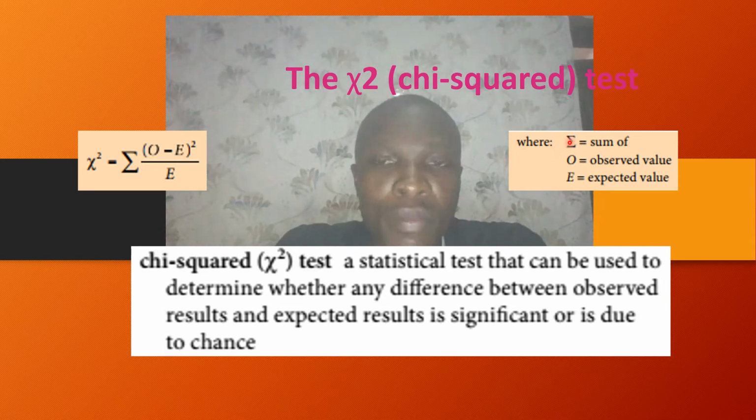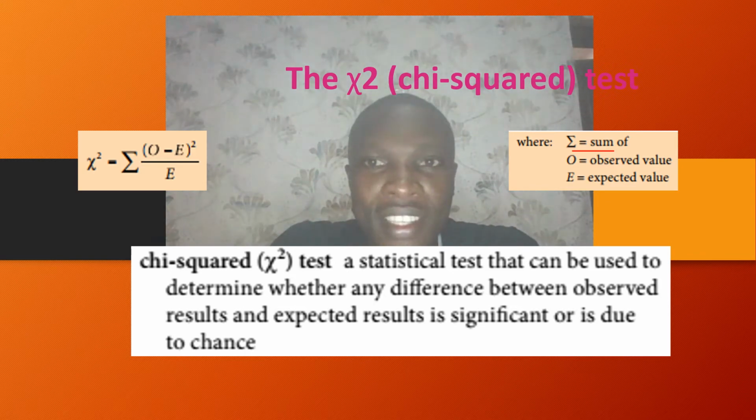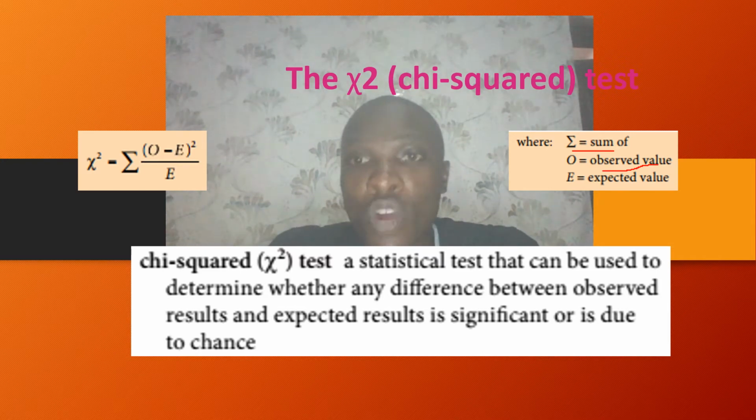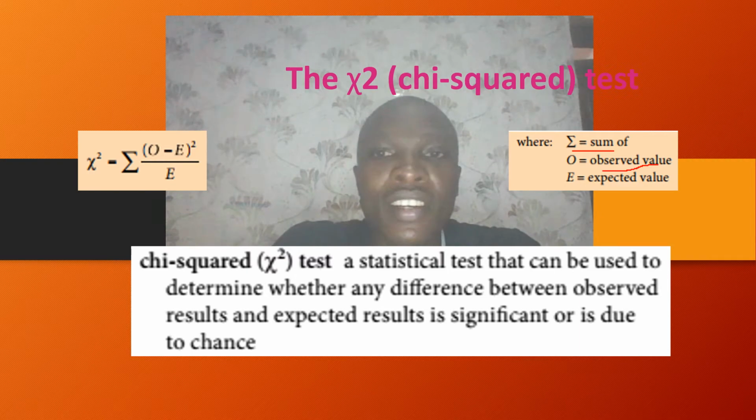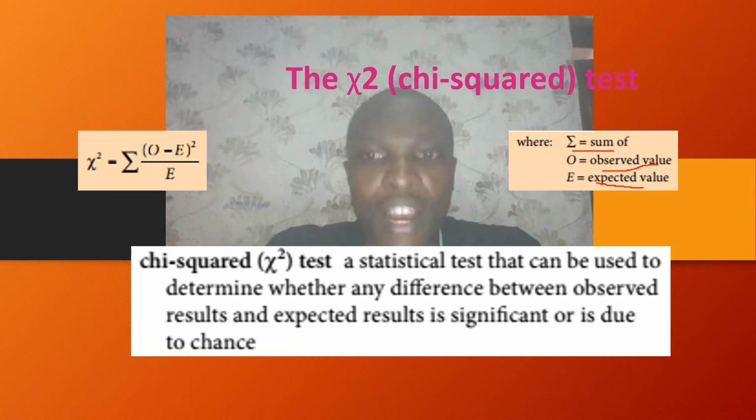The summation means sum. Let me try to highlight on it. This means sum, just like you can add up something. And then O means observed value, in other words, what you get in an experiment. And then we have what we call the expected value. In other words, what would you expect to get out of the experiment?